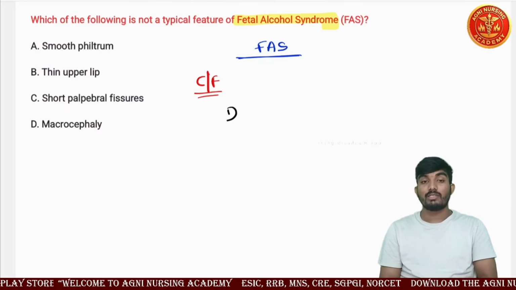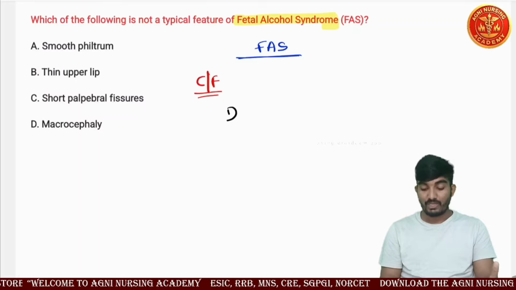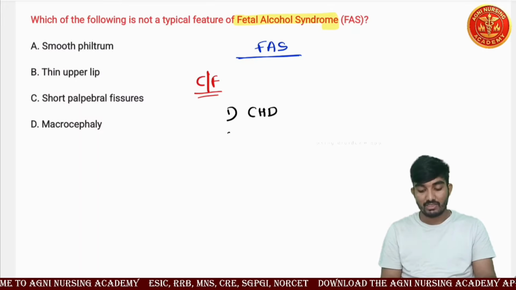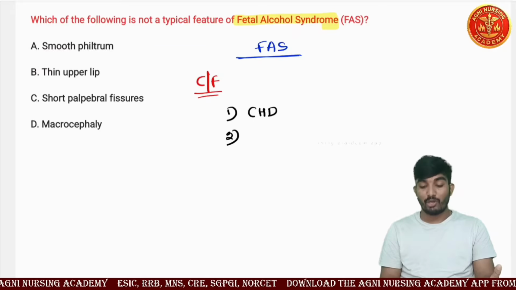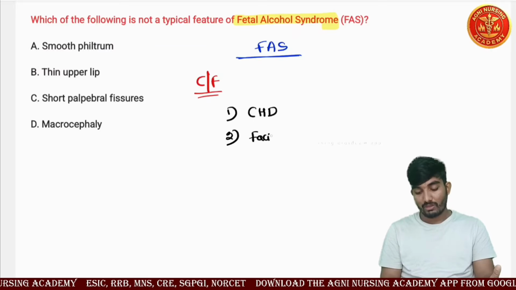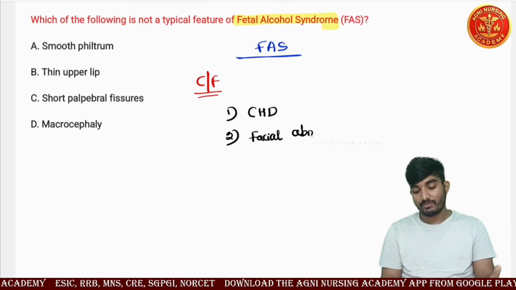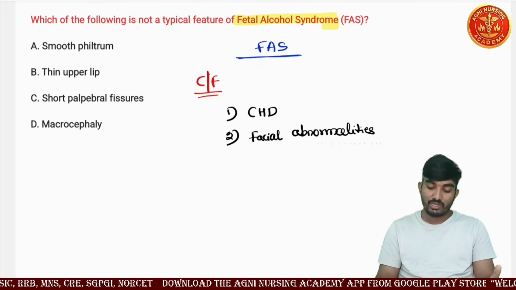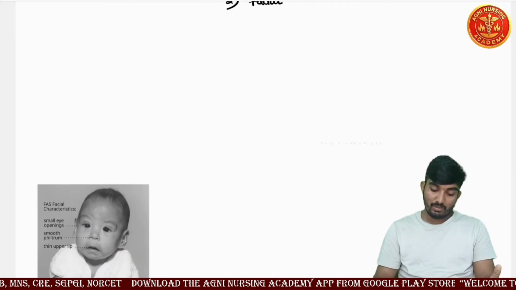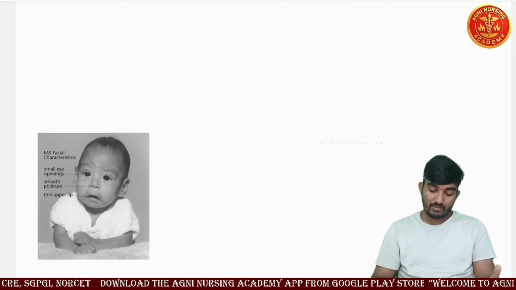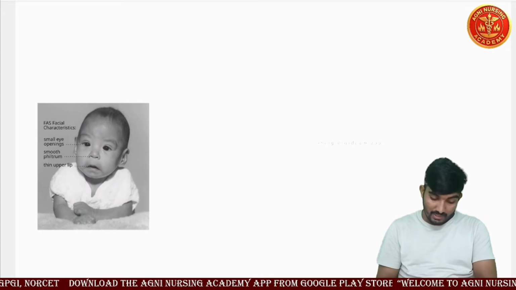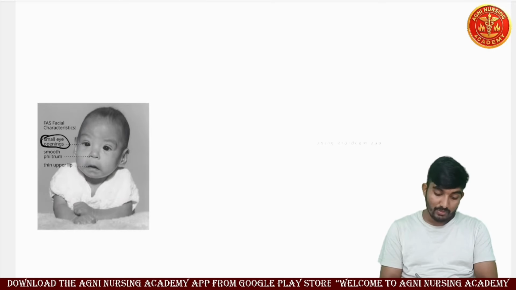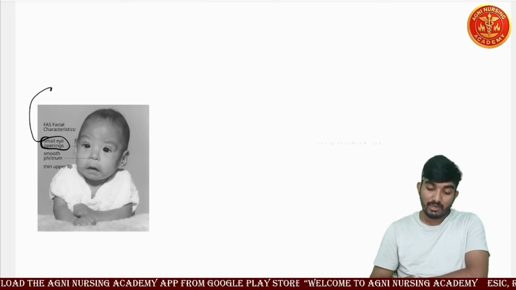First, in fetal alcohol syndrome, congenital heart anomalies are present, congenital heart defects, and the second one is facial abnormalities. See here, I will show the image. In the facial abnormalities, just observe here. The child has small eye opening. Small eye opening, that one is short palpebral fissure.